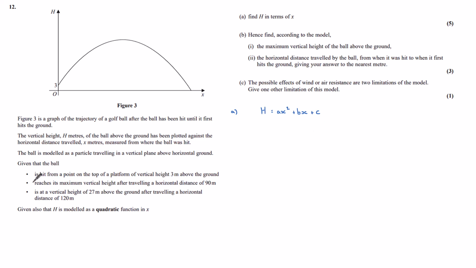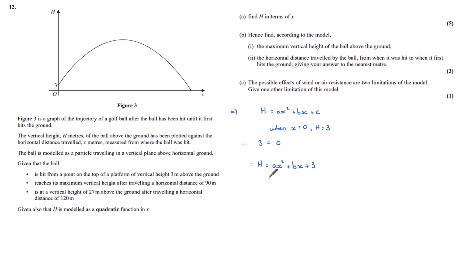Looking at this first point here, it says it is hit from a point on top of a platform of a vertical height 3 meters above the ground. This means when x is equal to 0, h is equal to 3. This coordinate can be seen on figure 3. Substituting these values into our currently unknown quadratic function, 3 is equal to 0 plus 0 plus c. Therefore c must be 3. And so we can rewrite our quadratic equation now as h is equal to ax squared plus bx plus 3.